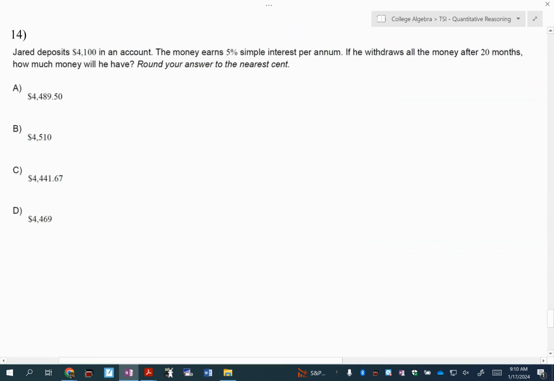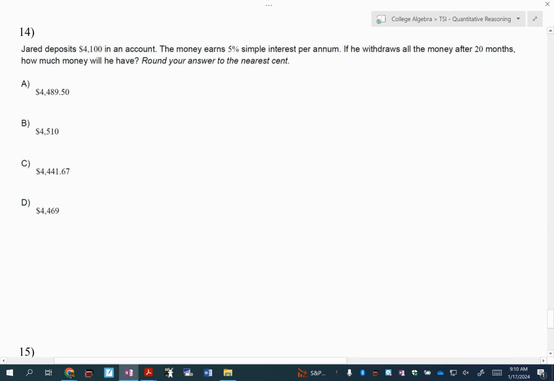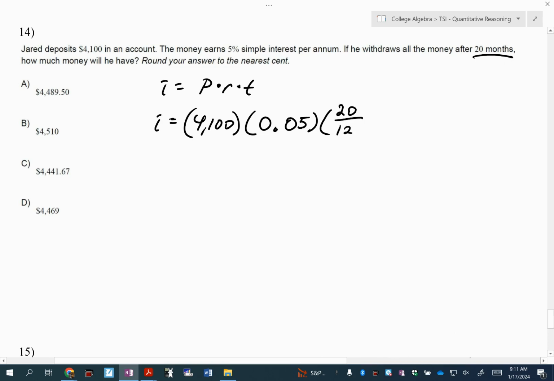Okay, 14. Jared deposits $4,100 into an account. The money earns 5% simple interest per year. If he withdraws all the money after 20 months, how much money will he have? To find simple interest, we multiply the principal, how much money they deposit, times the rate, times the time. So that would mean 4,100 times the rate, 0.05. Now the time is a little tricky here. It says 20 months, and we're thinking per year. So 20 months out of 12 months in a year would give us the amount of time that Jared has the money in the account.